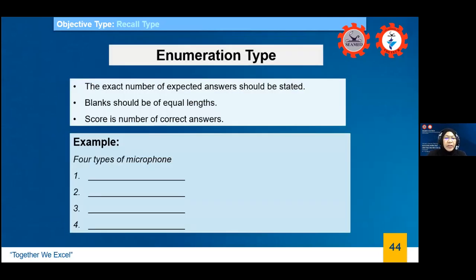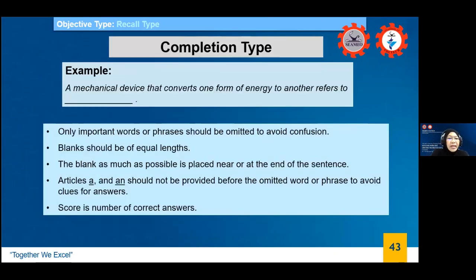Next, what is the enumeration type? Actually, another way of enumeration is you are to list. Oh, sorry, I forgot to say here, blanks should be of equal length. Now, if your blank is long from the beginning, everything should be long. If you started with short, it should be short.